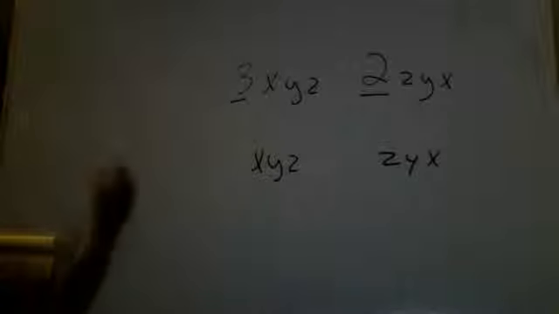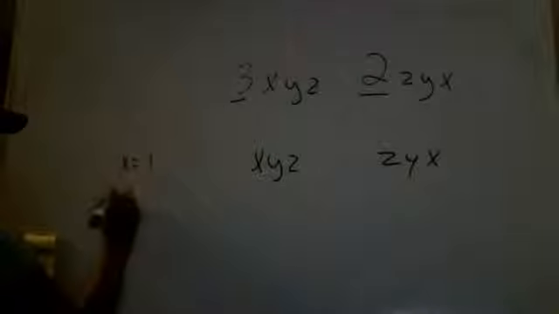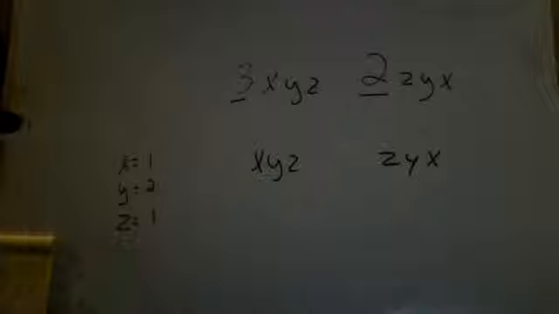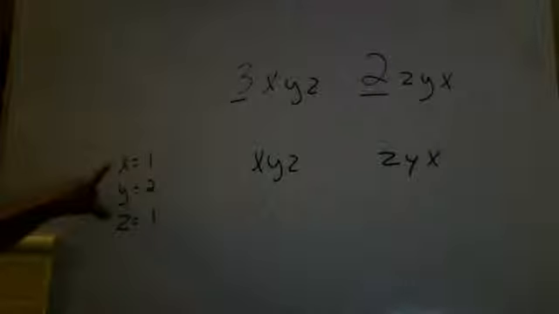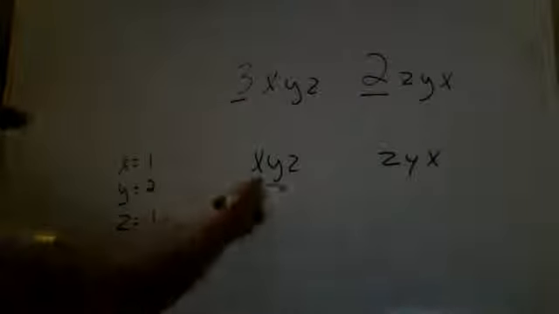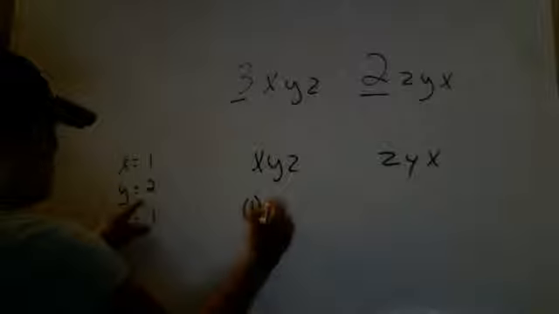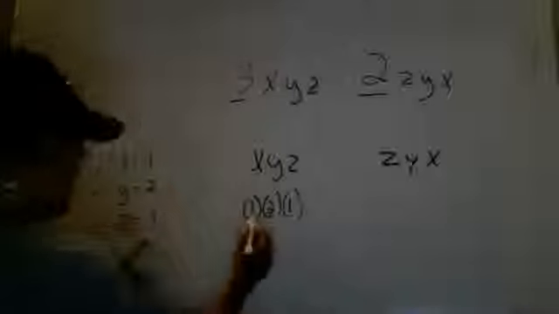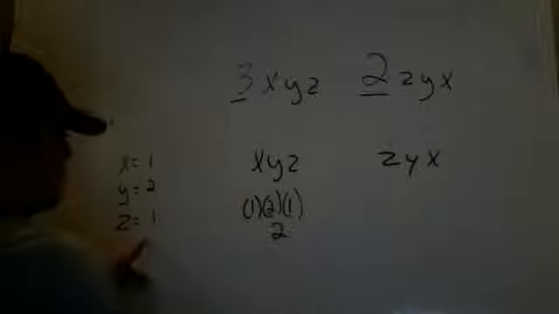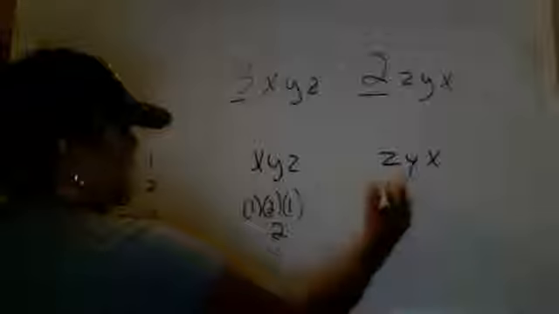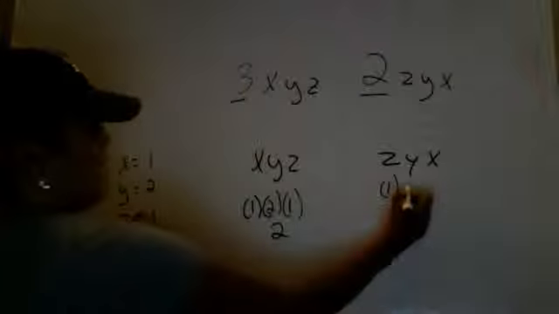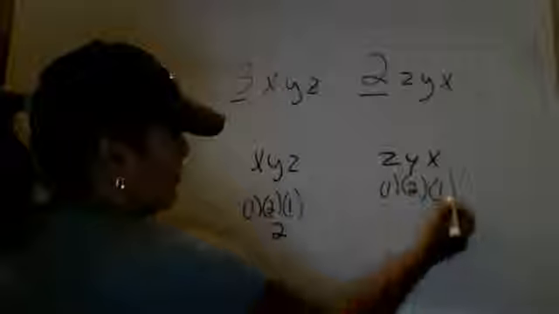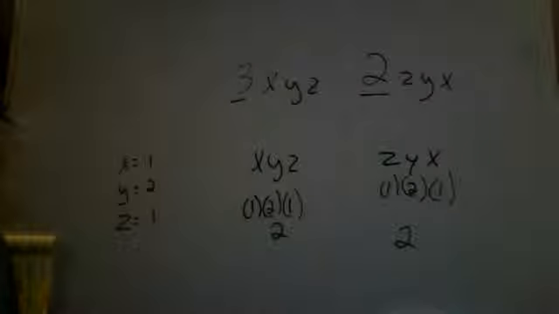But let's give them a value. If X is 1 and Y is 2 and Z is 1, let's replace these values in each example. Okay, you have x is 1 times 2 times 1. Then you're going to get 1 times 2 times 1 gives you 2. Here, you've got 1 times 2. You replace them with the same values. You multiply them out, and you get 2.